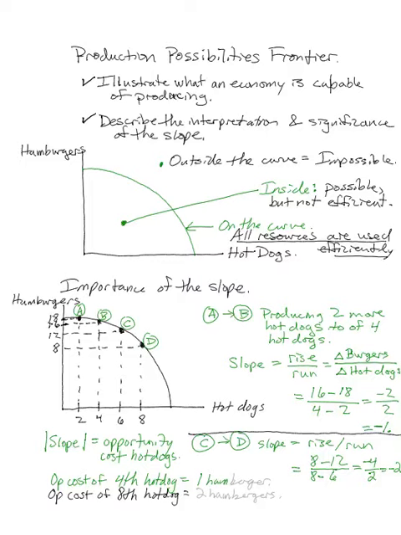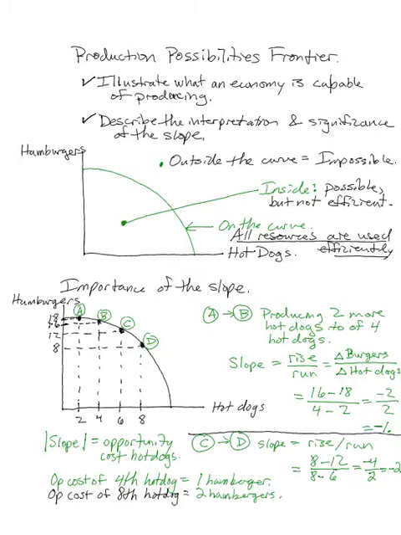This means to make the 4th hot dog, going from 3 hot dogs to 4 hot dogs, we have to give up 1 hamburger. The opportunity cost of the 8th hot dog, that we figured out when we moved from point C to point D, is equal to the slope between these two points, which was 2. So the opportunity cost of the 8th hot dog is 2 hamburgers. To go from making 7 hot dogs to 8 hot dogs, we had to give up 2 hamburgers.